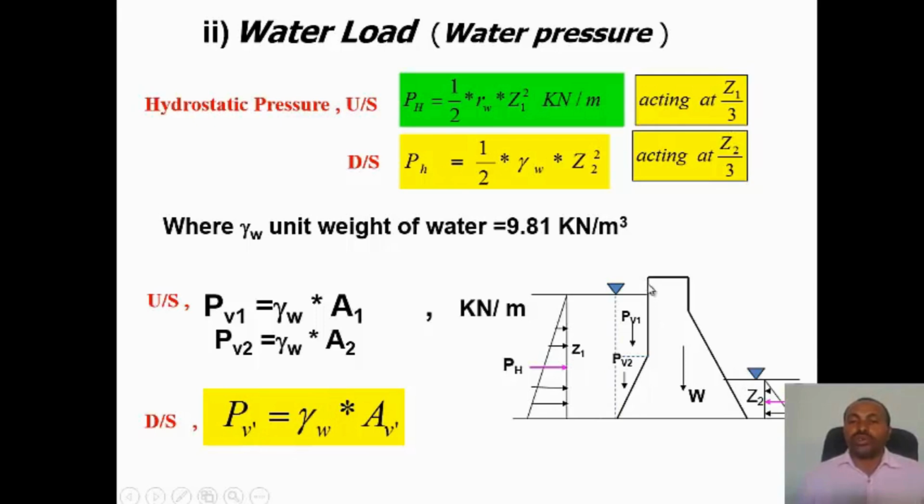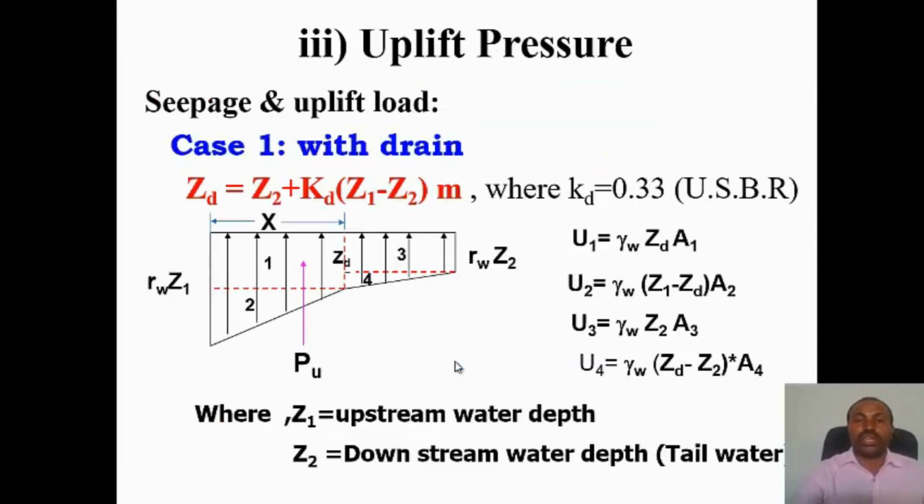But if you have a vertical upstream face, you don't have PV1 and PV2. Only hydrostatic pressure on the upstream side of the dam. Okay, the third one is uplift pressure. So seepage and uplift load may just create what? Clockwise moment, which is driving moment on the structure.